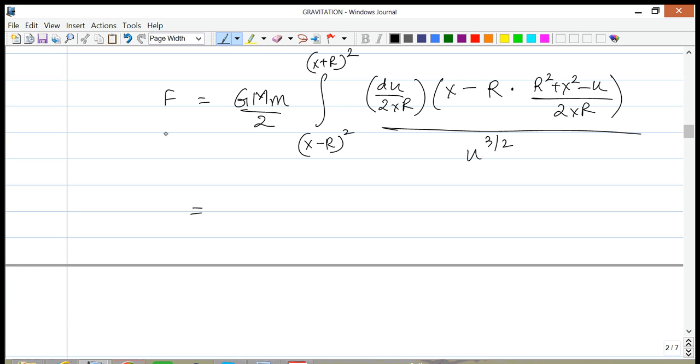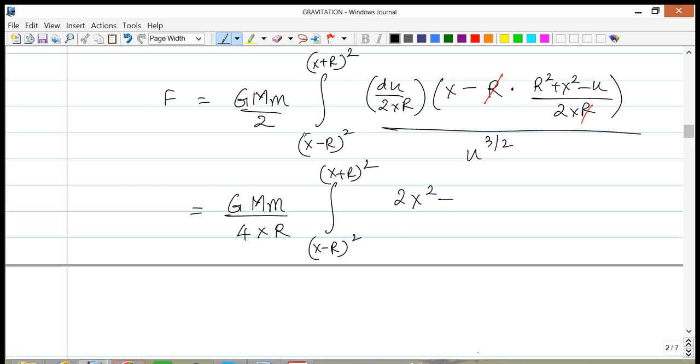Now that we have this, let us simplify this. Let us pull out GMm over 2, so we get 4xr, and then inside the integral I have again (x minus r) the whole squared to (x plus r) the whole squared. Now we can simplify this expression. One of the r will cancel out. We have a 2x here, so everything inside the parentheses gives us 2x squared minus r squared minus x squared plus u, divided by 2x, times du over u to the 3/2.